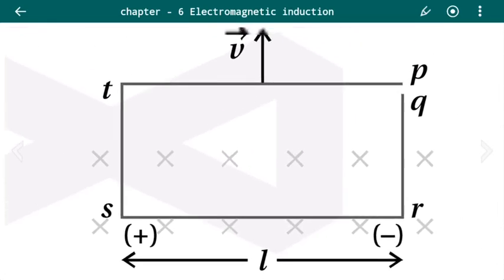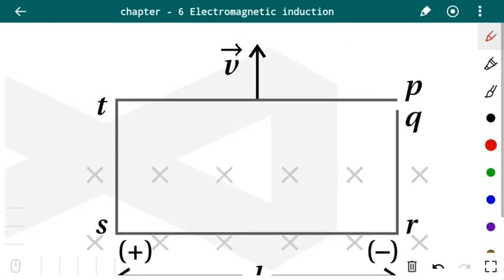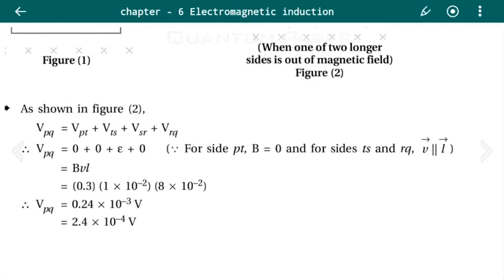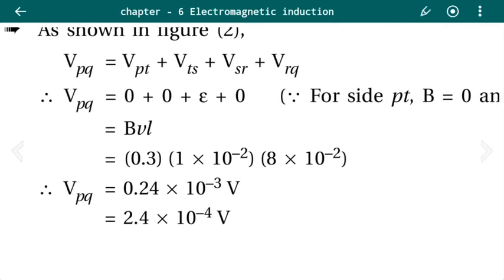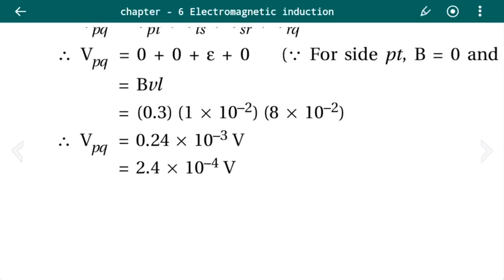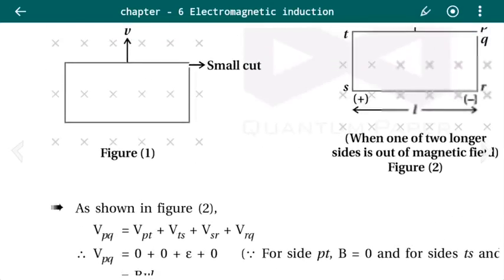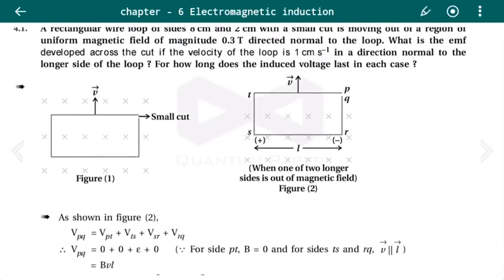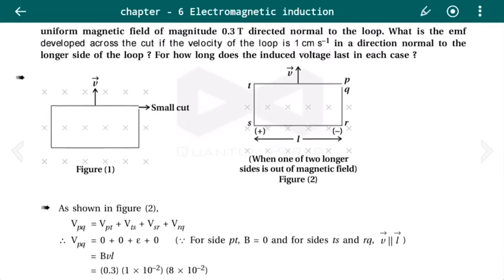And for the side SR we will be having BVL, because here the length and the velocity are perpendicular to each other, making sine 90 degrees, which equals 1. So VPQ is equal to BVL. Substituting the values of the magnetic field, velocity and length, we get the value as 2.4 into 10 raised to minus 4 volt. So students, you may copy down this portion.